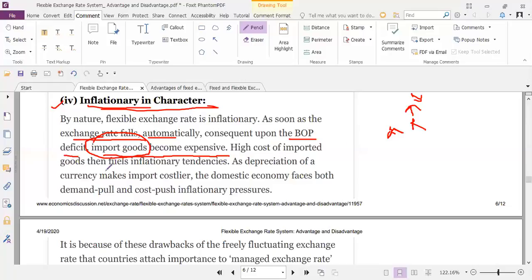So the high cost of imported goods then fuels inflationary tendencies. So if the cost of imported goods is going up, then it is inflation. That's inflation, right? Inflation is a rise in prices, but the value of money actually decreases. Value will decrease, right? So the prices of imports are increasing. That means inflation will occur. As depreciation of a currency makes imports costlier, the domestic economy faces both demand pull and cost push inflationary pressure.